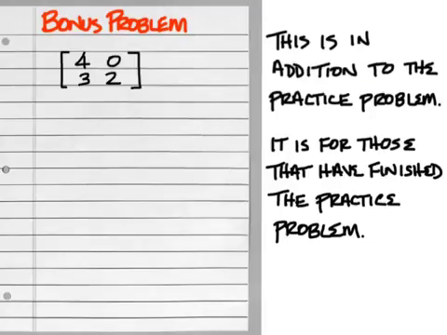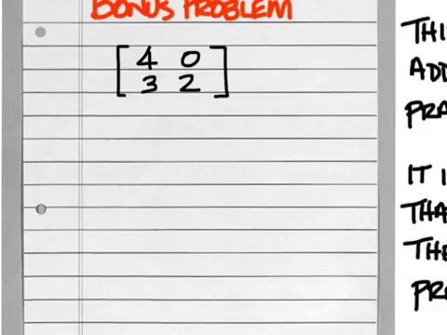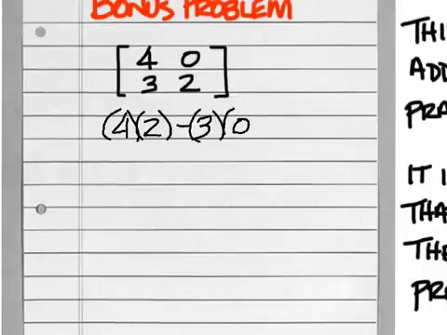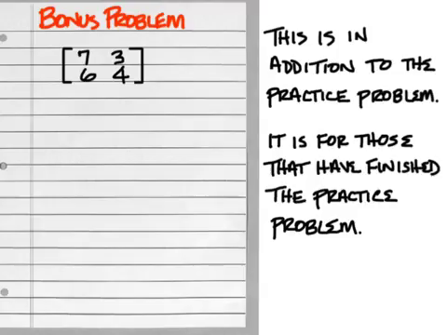Bonus problem. The solution for the bonus should be 4 times 2 and then subtract 3 times 0. That is 8 minus 0, which is 8. Try this one and bring it up.